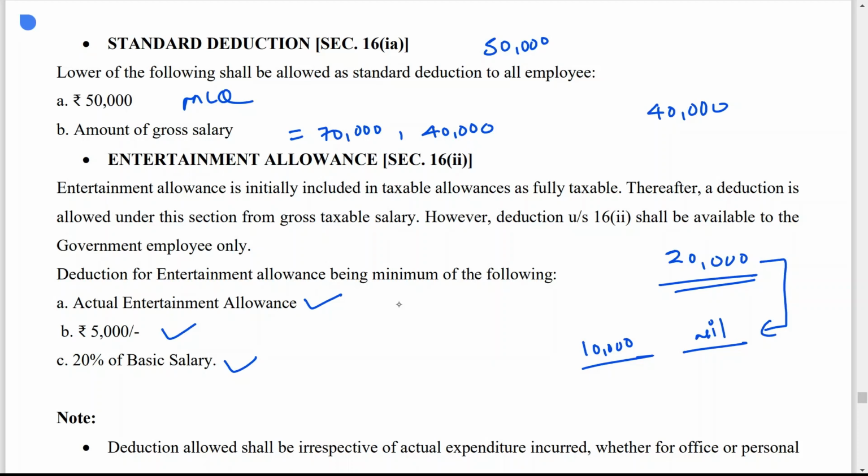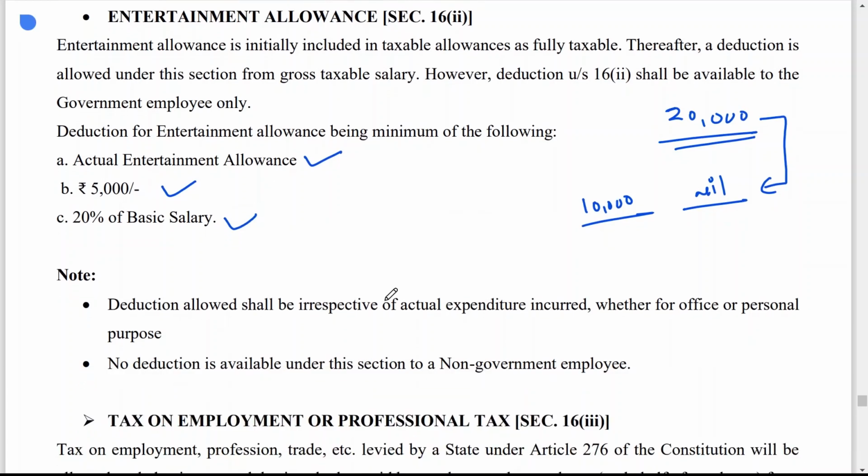But remember students, this deduction is available only to a government employee. To a non-government employee this deduction is not available. And what are the three conditions? Entertainment allowance received, 20% of basic salary, and 5,000. Whichever is lower will become your exemption. Now note, the deduction allowed shall be irrespective of actual expenditure incurred, whether for office or personal purpose. Meaning how much you are spending and for what purpose you are spending is immaterial. A fixed deduction is specified by the government. No deduction is available under this section to non-government employees. So this deduction is available only to a government employee. That's all about entertainment allowance.